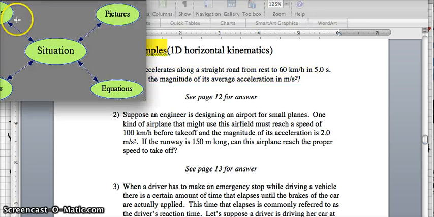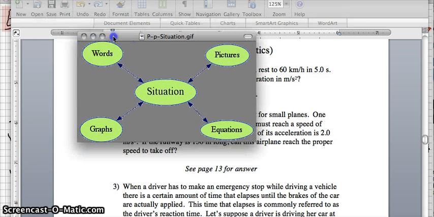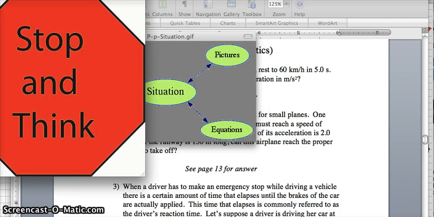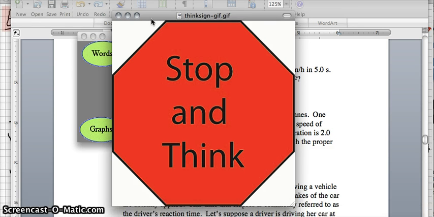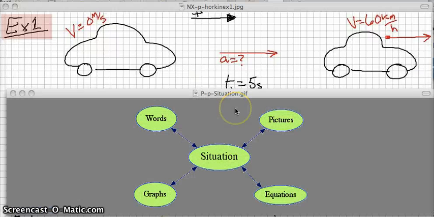So what I'd like you to do here is remember that when we solve problems, we do need to represent the situation that we're looking at in pictures, words, graphs, and equations. So we're going to start off with drawing a picture for this. I'm going to have you go ahead and stop and think here about what your picture might look like. When you've drawn your picture or thought about it, I'd like you to pick back up with what I've started. All right, we're back and we are looking at the example.